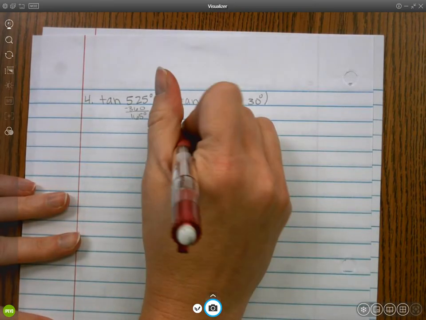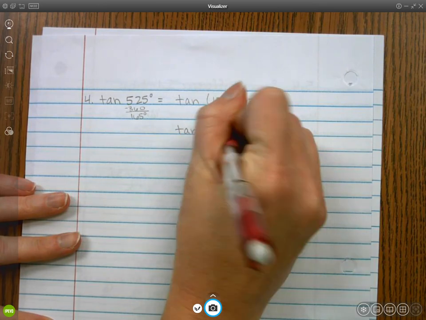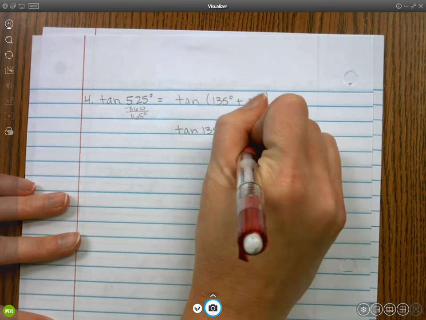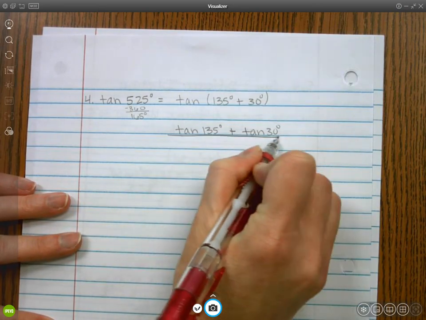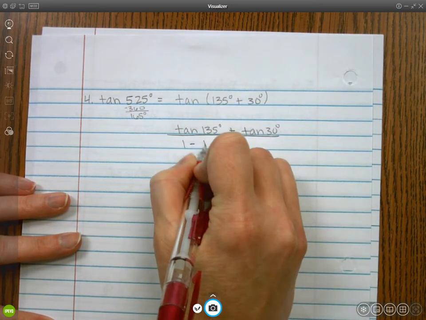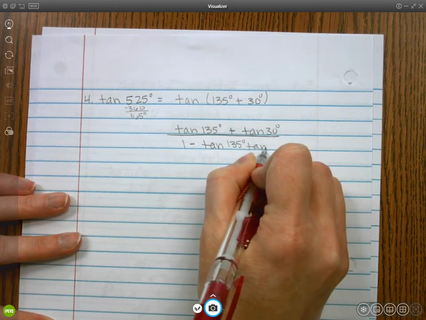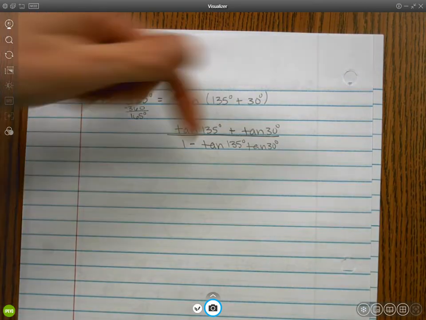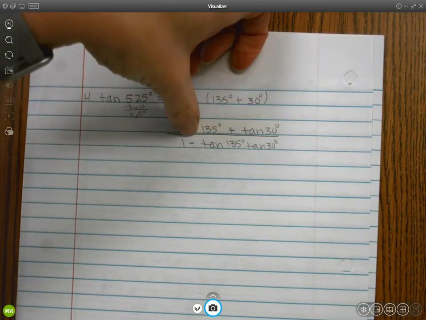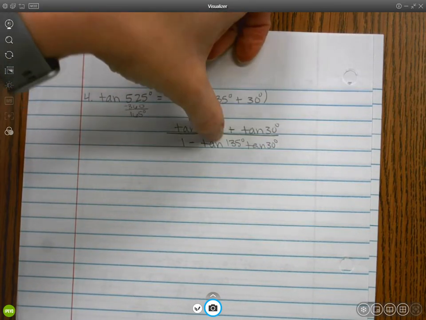All right, so the formula for tangent says do tangent of the first angle, keep the same sign, tangent of the second angle, over 1 minus tangent of the first times tangent of the second. Okay, so the sign stays the same on top, the sign changes on the bottom. This is just tangent of the angles. Here you're adding them, here you're multiplying them.